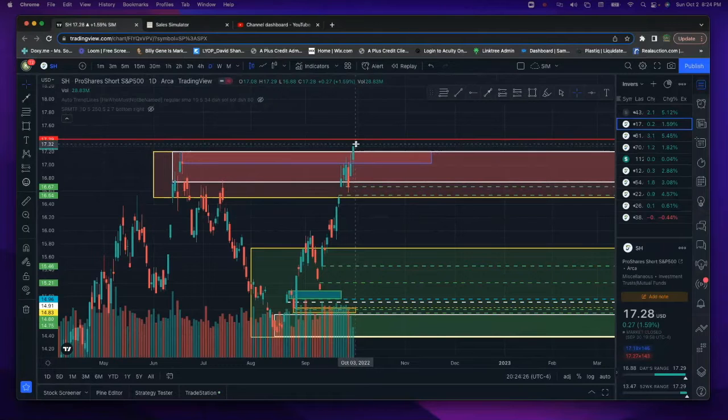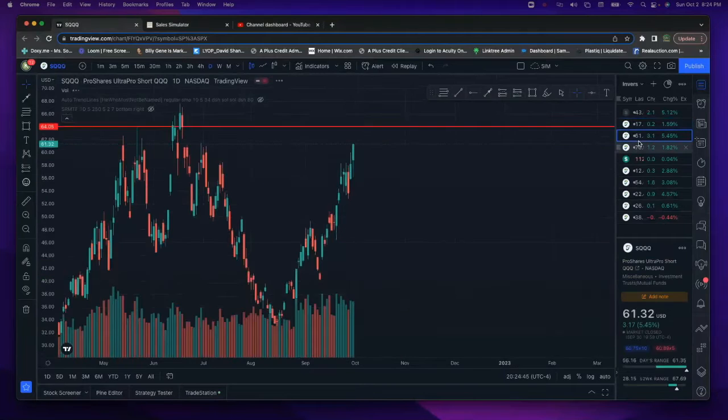I need to see price reject or reverse and reject from this line and then break out of here, and then I'll take it to the top. If not, if I see a fake out and price comes down here, I want to see price come back down into my zone and then reject from this white line here, and then I'll take it short. That's also going to be something I'm watching. So that's SH.